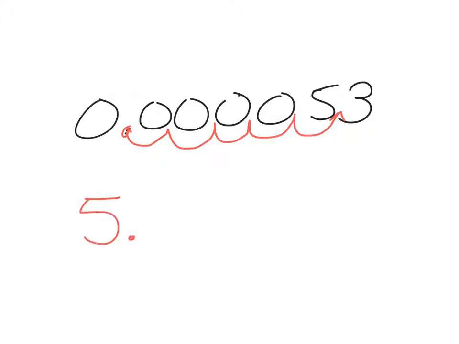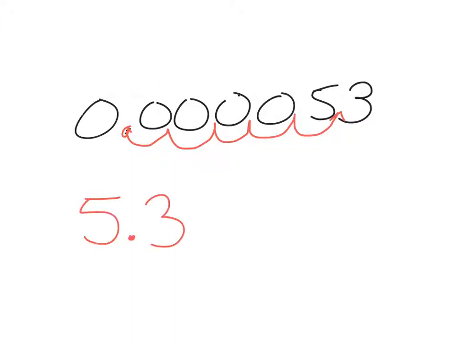Okay, looking at another one. Let's say I have now 0.000053. So I need to move this decimal. Again, I'm moving it to the right this time, so I'm going to move it 1, 2, 3, 4, 5. Moving it 5 times would make that 5.3.